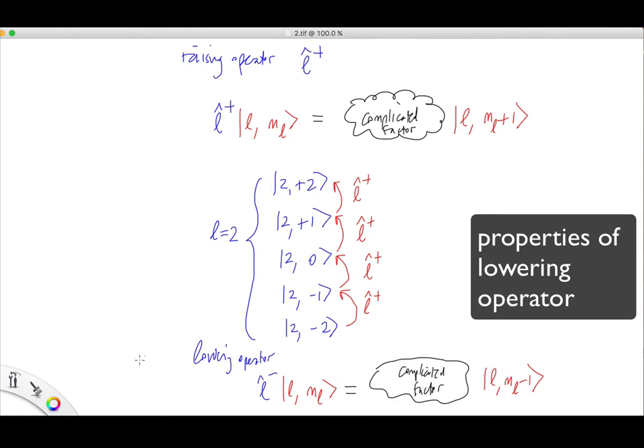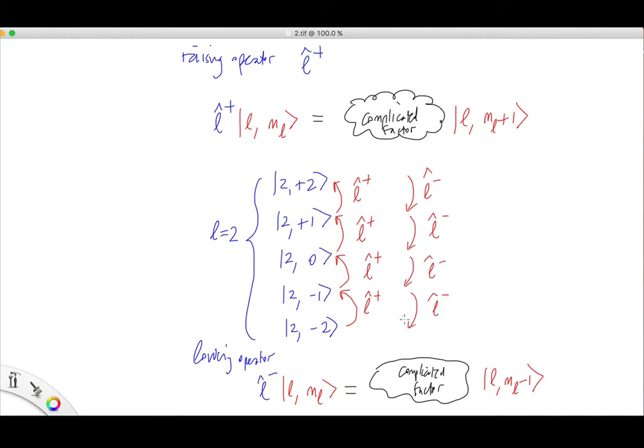So overlooking that for the time being, the L minus operator takes the state 2 plus 2 and lowers the ml quantum number to get the state 1 below. So these operators, L plus and L minus, walk up and down the ladder of states with the same value of L, but different values of ml. And let's look at this now in more detail.